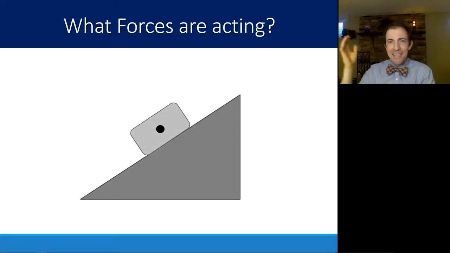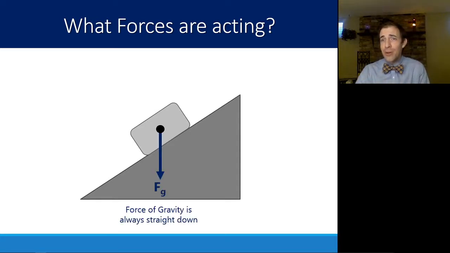So if we have an object here sitting on a ramp, we can determine the direction of several different forces that are acting. First, we can assume that this object has mass, because it's made up of matter. That mass will interact with gravity to create the weight of an object, which is the force of gravity pulling straight down towards the center of the earth. If we have an object on a ramp, gravity doesn't care that the object is sitting on a ramp. It's still going to pull straight down. It's not going to change because of the orientation of the surface that the object is sitting on.